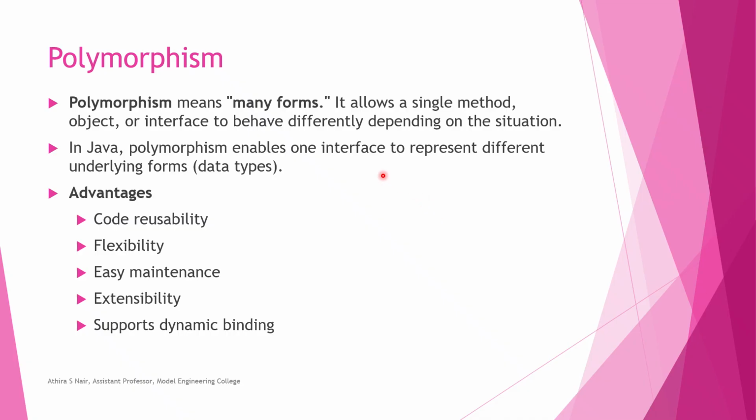First of all, what exactly is polymorphism? The word polymorphism comes from two Greek words. Poly means many and morph means forms. So polymorphism literally means many forms. In object-oriented programming, polymorphism means the ability of one entity to take or represent different forms.